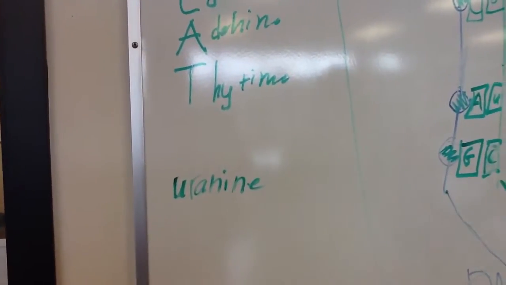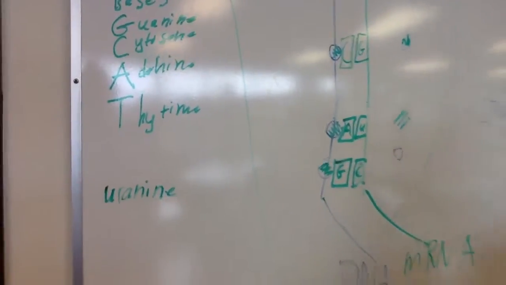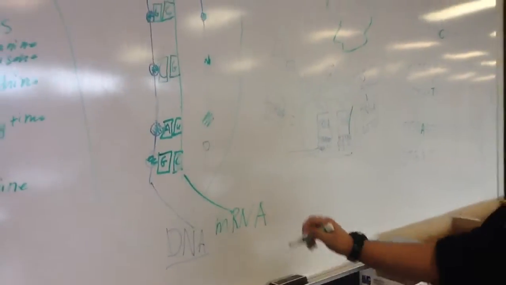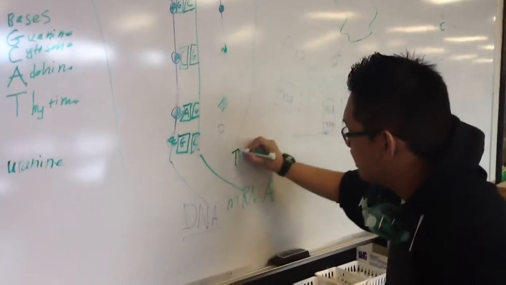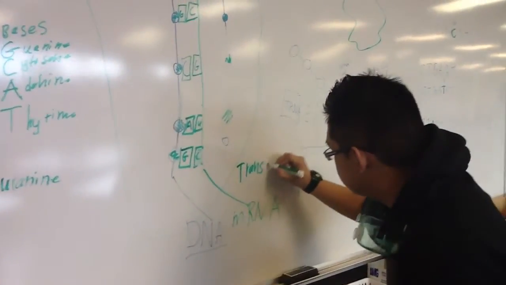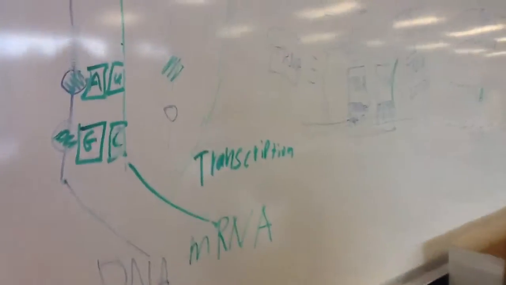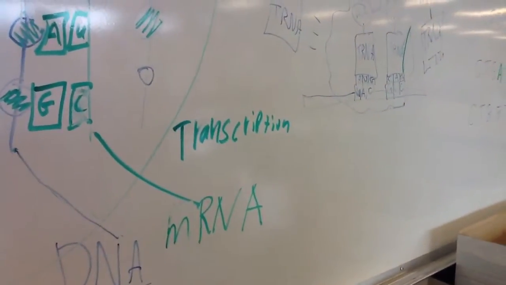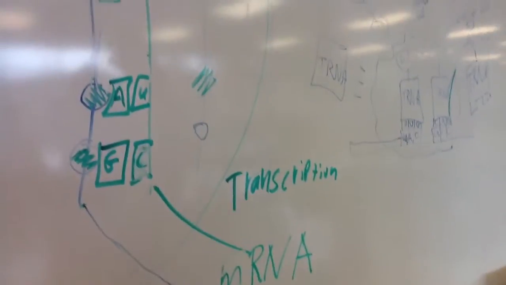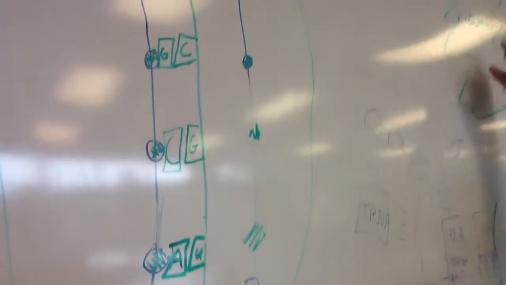Okay, and this whole process is called transcription. And when it's done transcribing the information, it leaves the nucleus and goes to the ribosome.